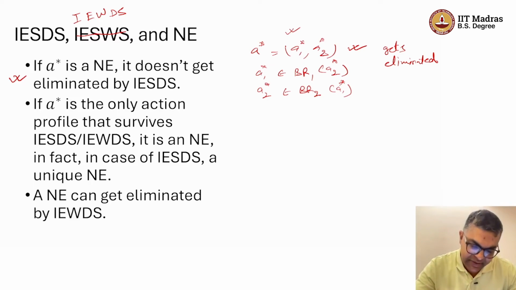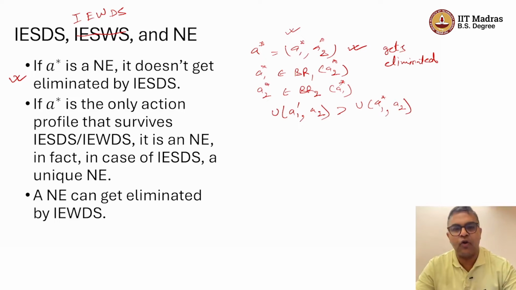So A1 star is getting eliminated first. It means there must be a strategy A1 dash that gives more when it is A1 star's turn for elimination. At that time, whatever strategies player 2 has left, A1 dash would be giving more than A1 star against all strategies of player 2.